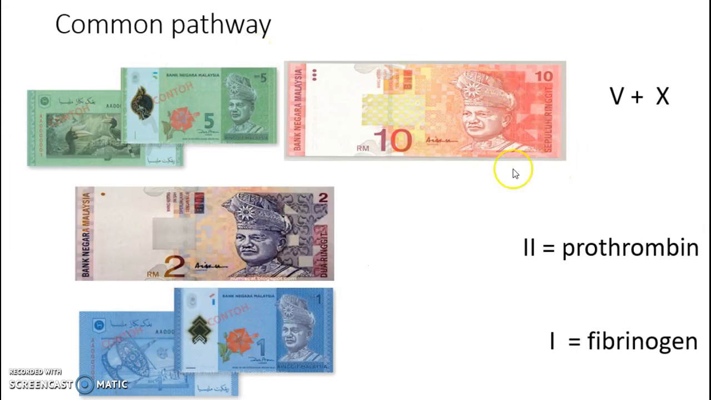So for the common pathway, sometimes people try to remember it by remembering that they all involve the money that you have inside your pocket, the amount that is less than $20. For the Malaysian context, you say less than 20 ringgit. So we have $10 and $5. So 5 you can fix into 10, if you remember the Roman numerals. And then you have factor 2, which is prothrombin, and then factor 1, fibrinogen. So these are all involved in the common pathway.